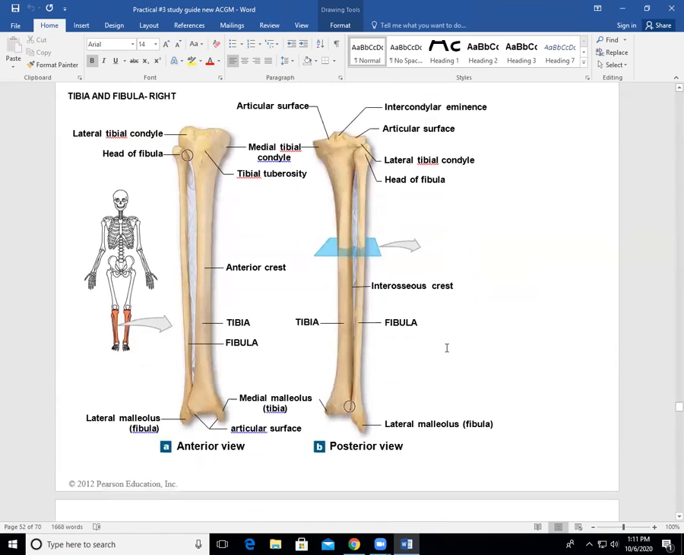All right, let's move on to the tibia and fibula. The tibia is the larger of the two. To help myself, I say the tibia forms kind of like a T in terms of its structure. The tibia has to be big because it has to hold the weight of the body that's being passed down to the femur.